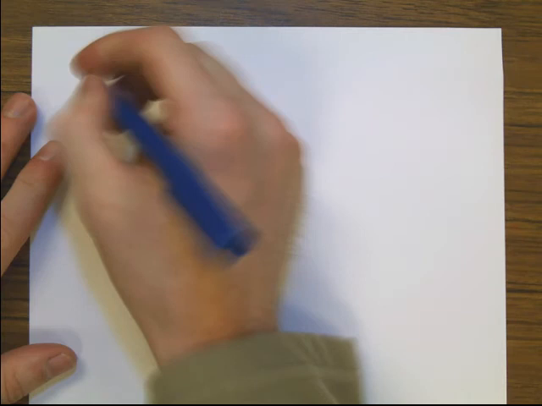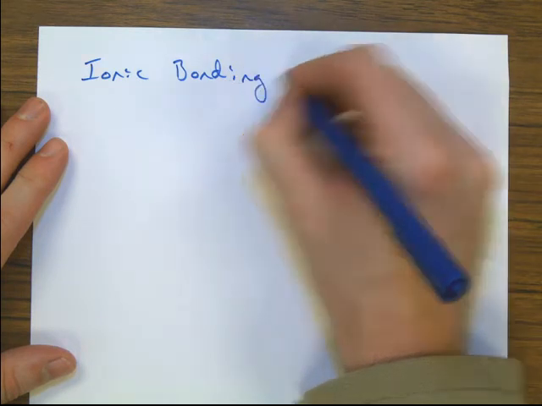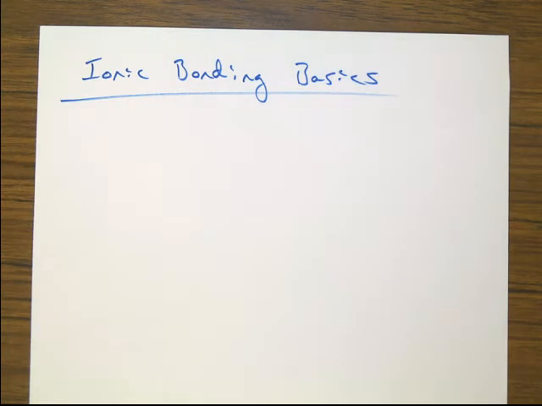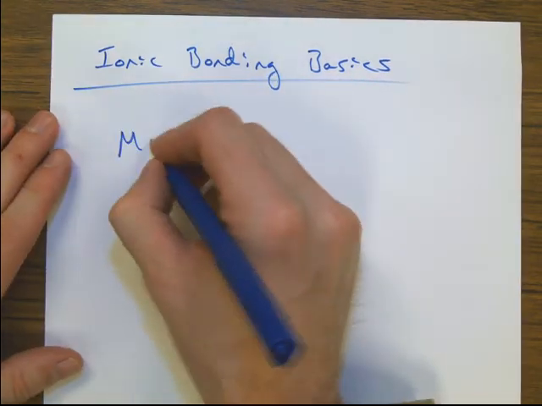I want to talk to you about some ionic bonding basics. Ionic bonds are formed, of course, from a transfer of electrons. One of the easiest ways to represent this is by drawing Lewis dots. So for examples of Lewis dots, remember Lewis dots are valence electrons.